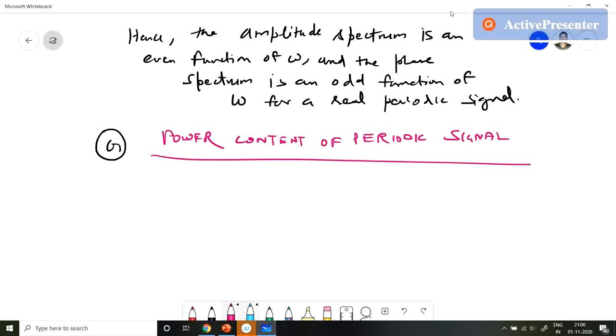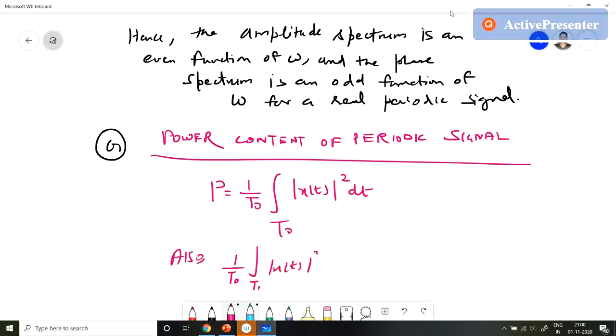So let us discuss this. The power content is basically, we can calculate the power across the interval. So P is equal to 1 divided by T naught times the integral of modulus of x(t) whole square dt. This is the way to find out the power of a periodic signal, and we can also use Parseval's theorem. So we can also find the power by a second method.